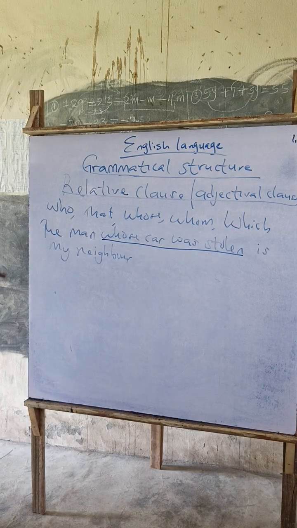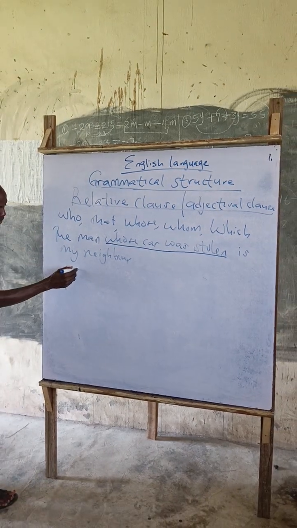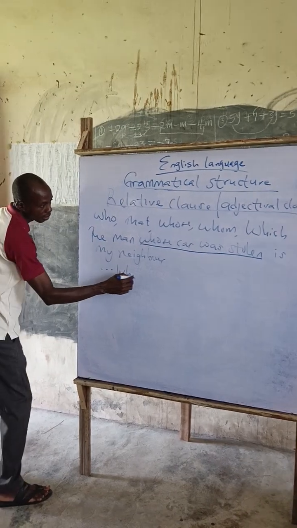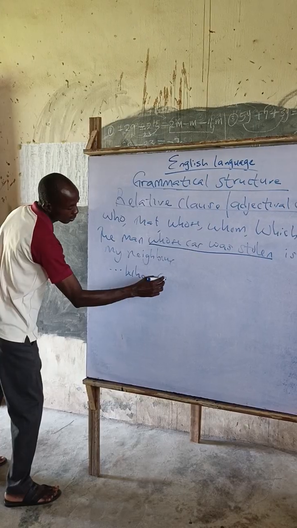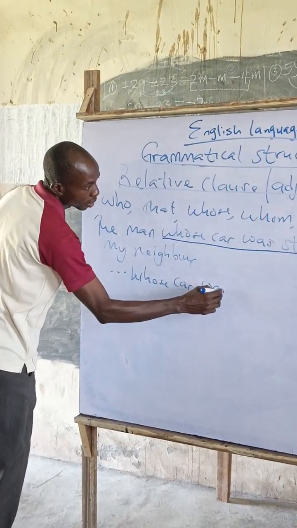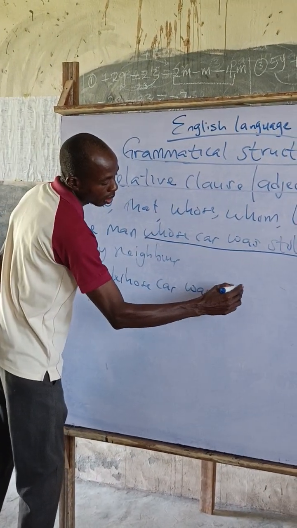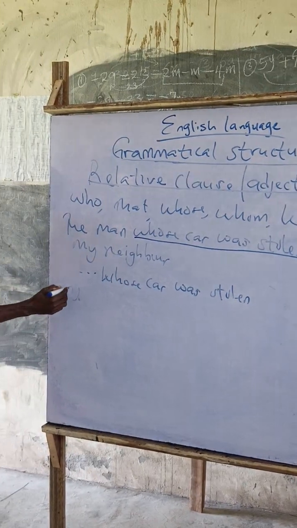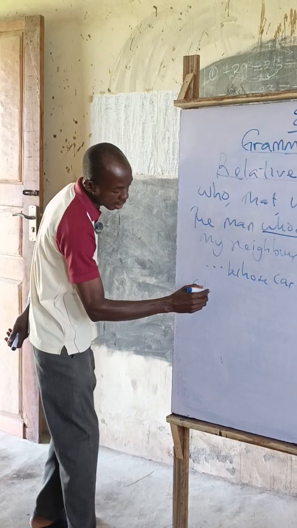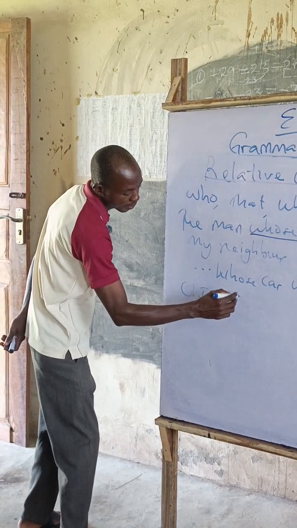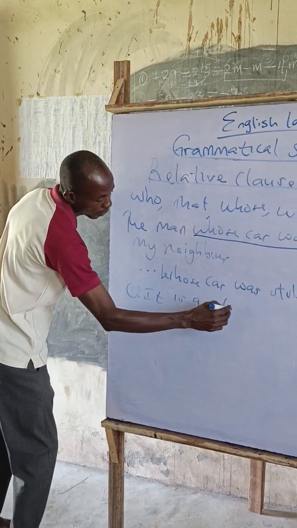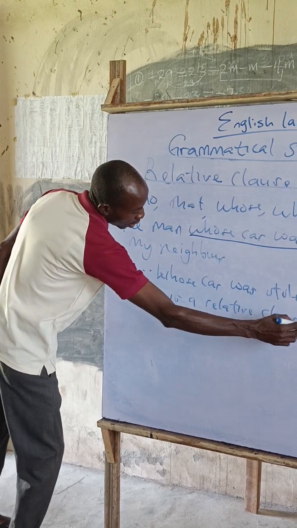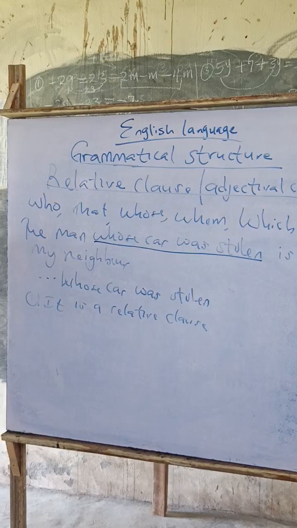And so in this one now, let me rewrite it. This is how it will be brought out in WAEC or NECO or even JAMB. They say whose car was stolen, like this. So they now ask you what grammatical name is given to this one, Roman figure 1. What grammatical name is given to it now? Just say it is a relative clause, and then we'll give you 1 mark in WAEC or NECO.